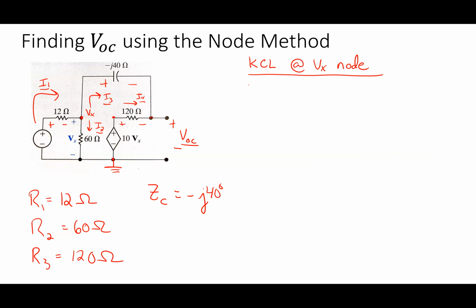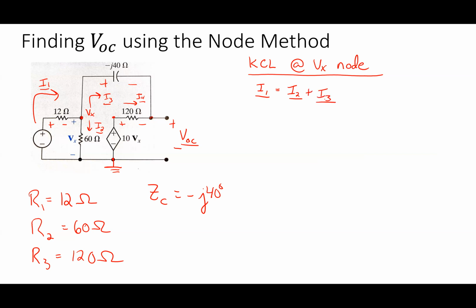At the VX node, I have 0 equals. I don't want to do 0 equals. I like to say it as going in equals going out. So in terms of the definitions I have of I1, I2, and I3, at the VX node, how do I write my KCL? Yeah, I1 is the current going in. It equals I2 plus I3.